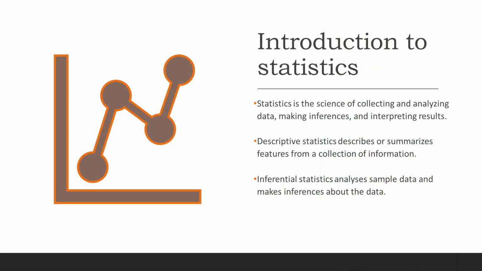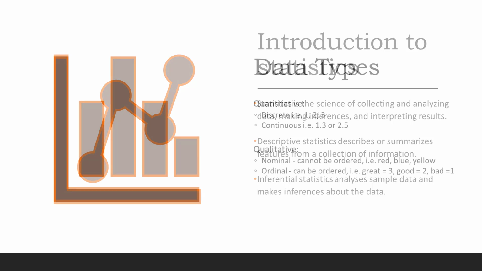So statistics is the science of collecting and analyzing the data, making inferences and interpreting results. There are two branches of statistics, descriptive and inferential. Descriptive statistics describes or summarizes features from a collection of information. Inferential statistics analyzes sample data and makes inferences about the data. For example, analyze a sample of a population and make inferences about the median hourly wage of the population.